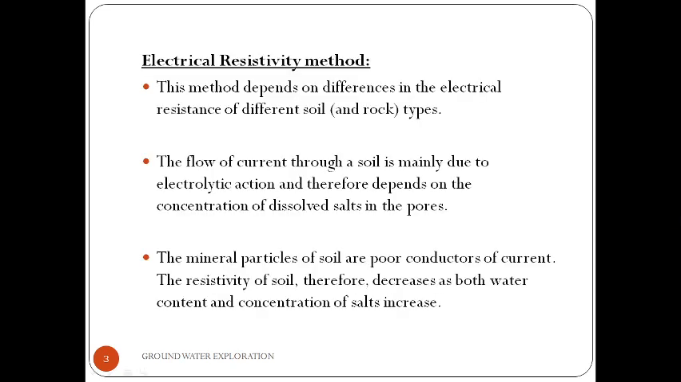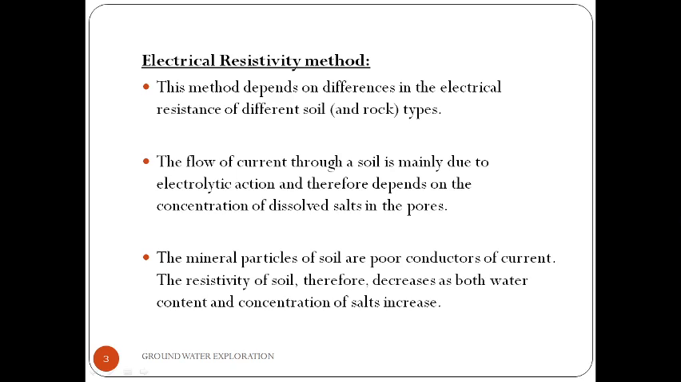Electrical resistivity method. This method depends on differences in the electrical resistance of different soil and rock types. The flow of current through a soil is mainly due to electrolytic action and therefore depends on the concentration of dissolved salt in the pores. The mineral particles of soil are poor conductors of current. The resistivity of soil therefore decreases as both water content and concentration of salts increase.